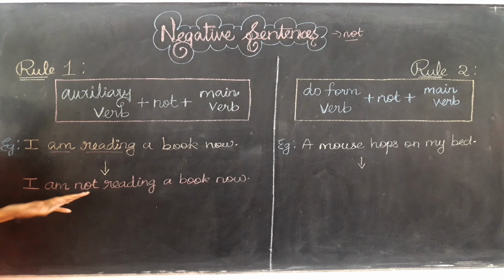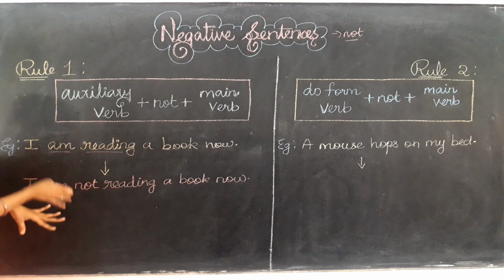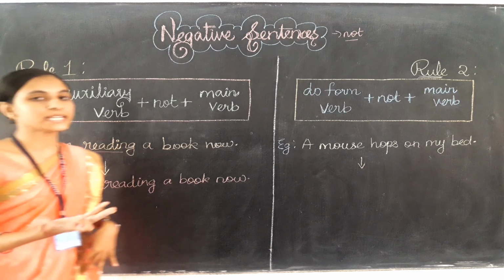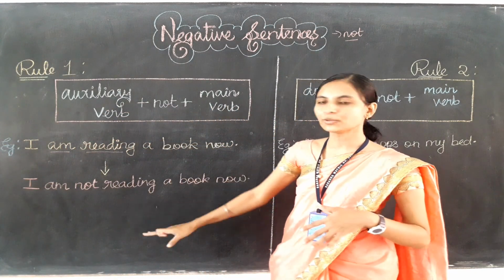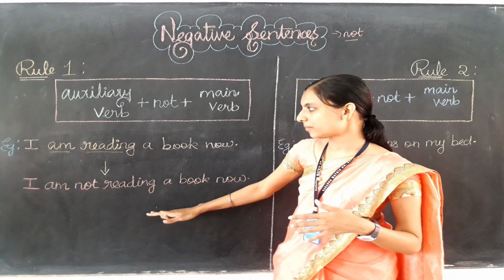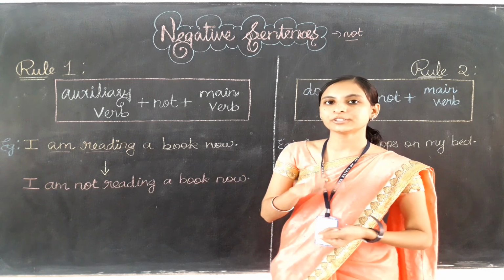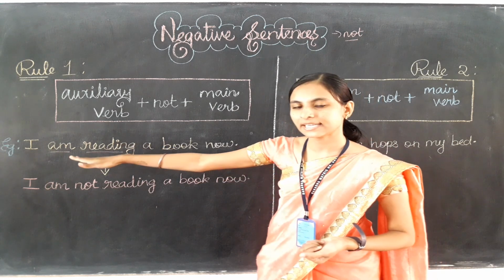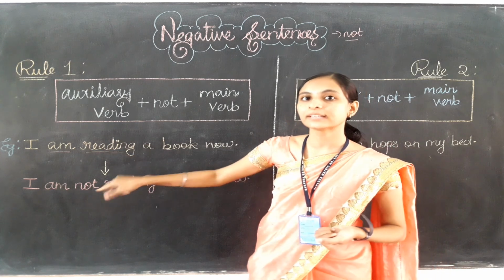So here we have used this word not in between the auxiliary verb and the main verb. So when a sentence comes with not, it means it is a negative sentence only. So now we have changed this positive sentence into a negative sentence. Before changing a positive sentence to negative, you need to check whether there is an auxiliary verb and also the main verb, so that only in between you can write not.